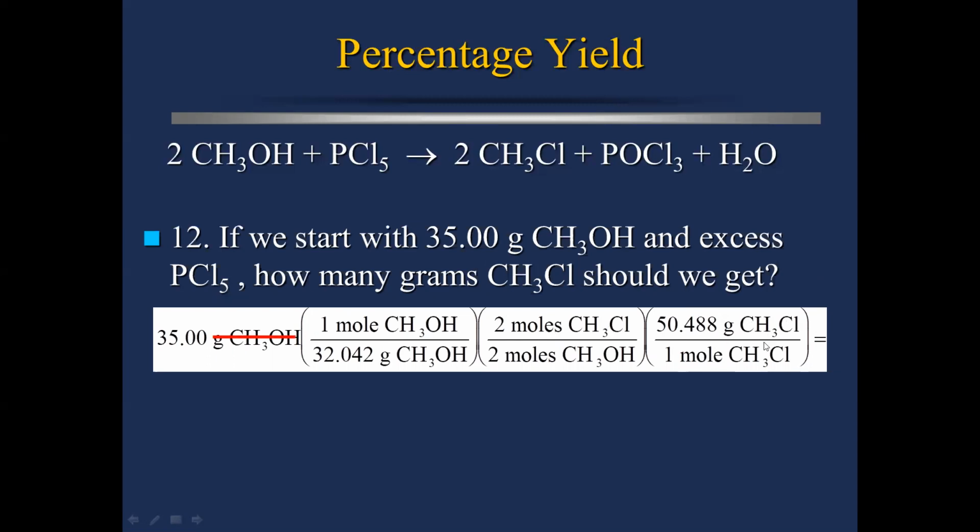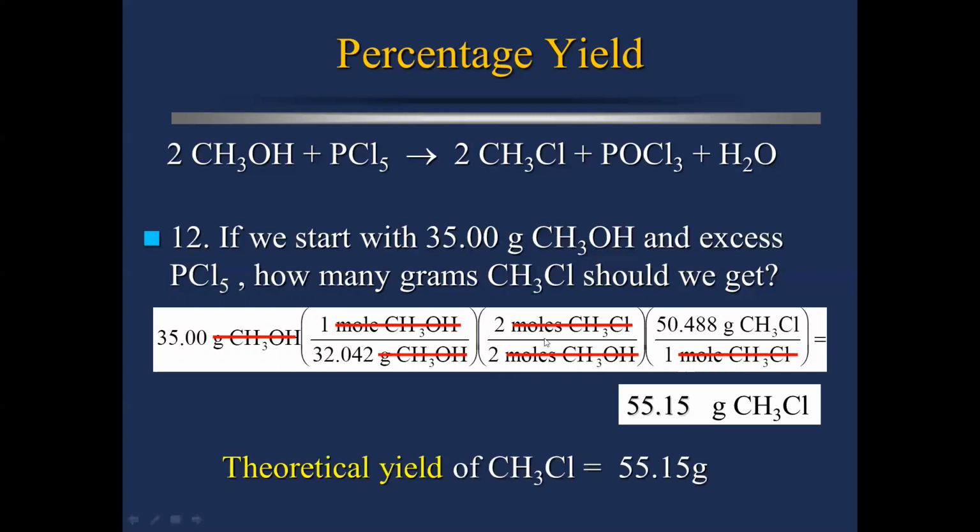By doing that, you see the units cancel out. So use your calculator properly. We get 55 grams of CH3Cl. This result is based on the calculation, so we give it a name: the theoretical yield of CH3Cl is 55.15 grams. This is the theoretical yield, by calculation, ideally.